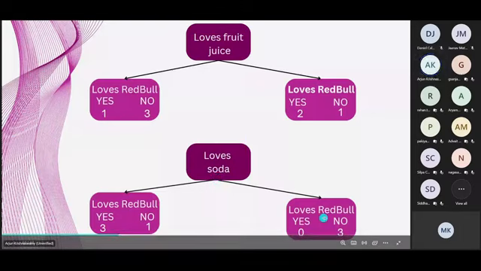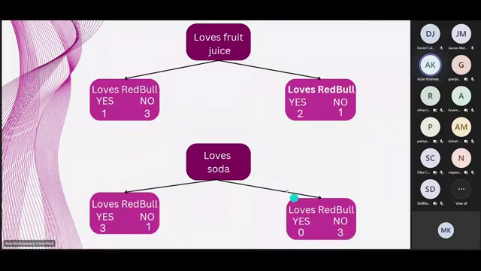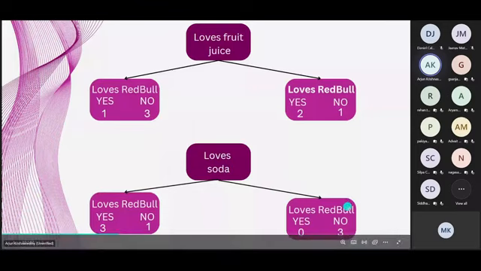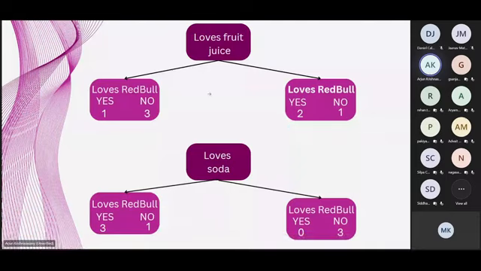Here, if you observe, this one node is different from all the other nodes because it contains people of only one class, that is, people who don't like Red Bull. So if we use loves soda as our basis to split, we get one particular node which cannot be split further because it contains only people who don't like Red Bull. Although neither of them is able to completely split the data set directly into people who love Red Bull or not, we can see that loves soda does a better job than loves fruit juice. That'll be made clear in the further slides.